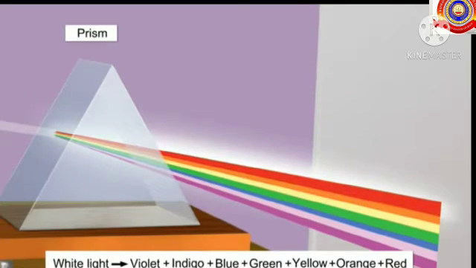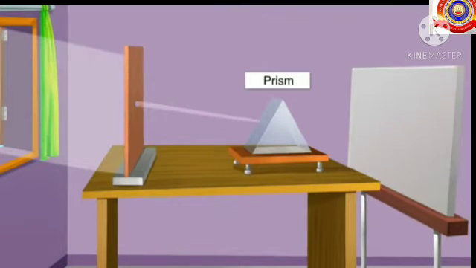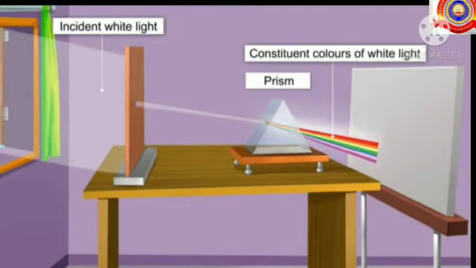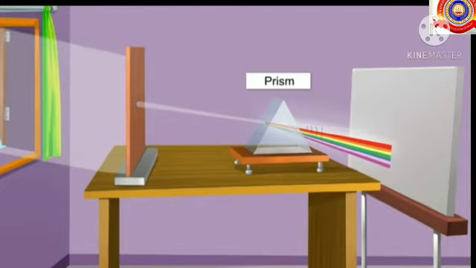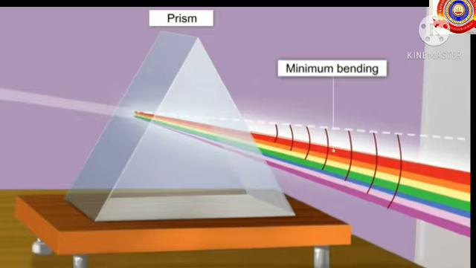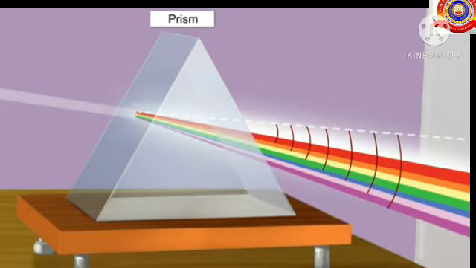That means when the white light is incident on the prism, it enters into the prism and splits into its constituent colors. That means the white light consists of 7 colors from violet to red. The red light bends least and the violet bends most. So the maximum bending is for violet and the minimum bending is for red light.